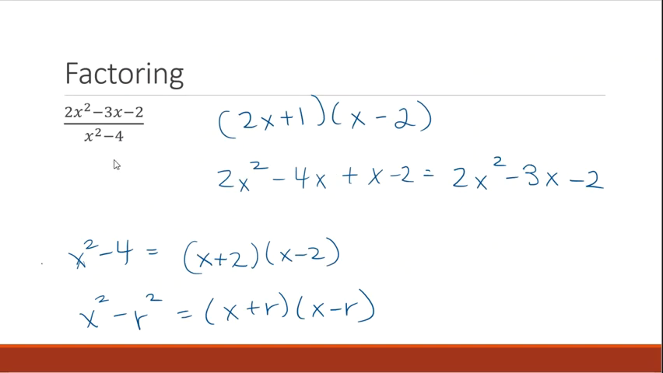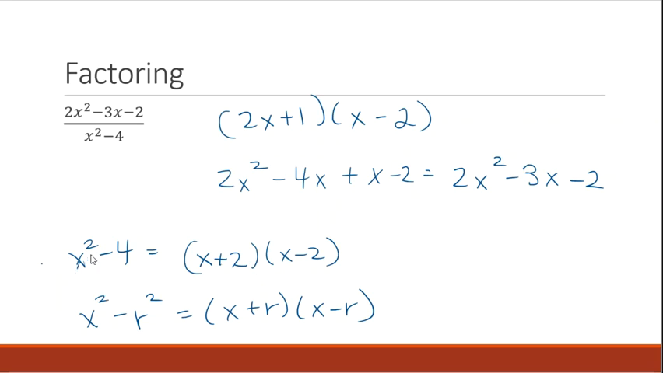So now let's factor this. If you have something like x squared minus something squared, how do you factor that? That's x plus the square root of this number times x minus the square root of this number. So for example, x squared minus 4, you can square root this. So this is x squared minus 2 squared, so that equals x plus 2 times x minus 2.